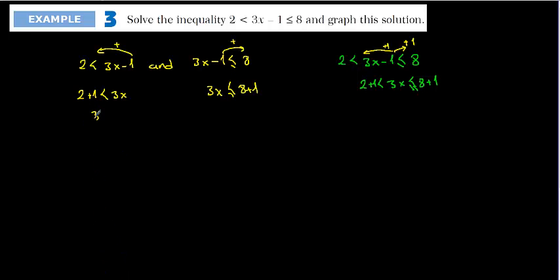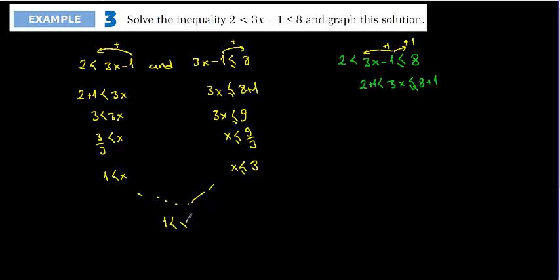Here, 3 is less than 3x, 3 over 3 is less than x, so 1 is less than x is the first solution. And the second solution is 3x is less or equal to 9, x is less or equal to 9 over 3, and x is less or equal to 3. And if I combine them, I will show it like this: 1 is less than x, less or equal to 3 is our solution.